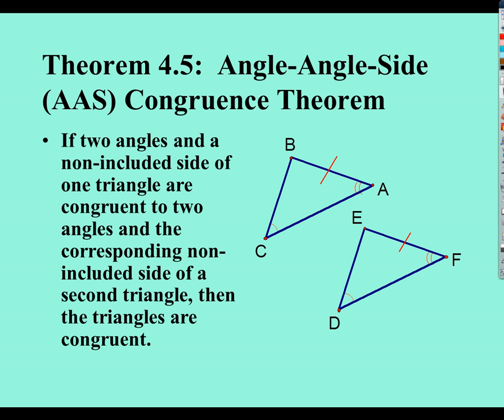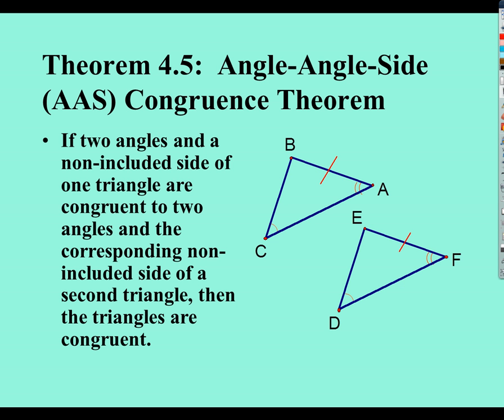The other one we get is angle, angle, side. Now notice, as the ant walks around, this time it's a non-included side. As the ant walks around the triangle, he's going to go from angle C, there's nothing going on with this side, is there? He's going to skip that side, go up to angle A, round the bend, and hit the congruent side. So the order in which he hits those angles and sides is angle, angle, side.